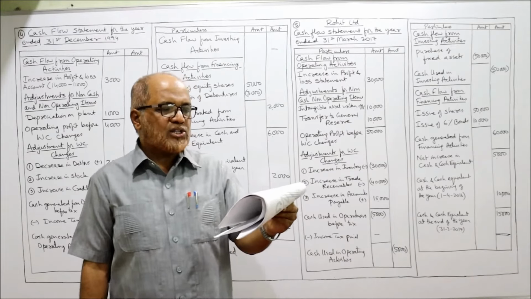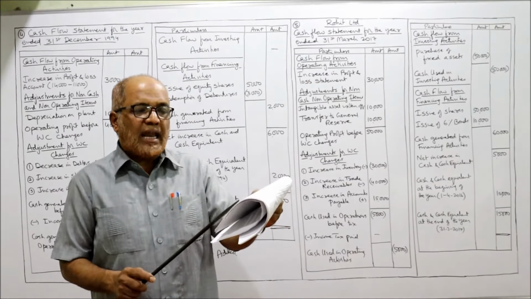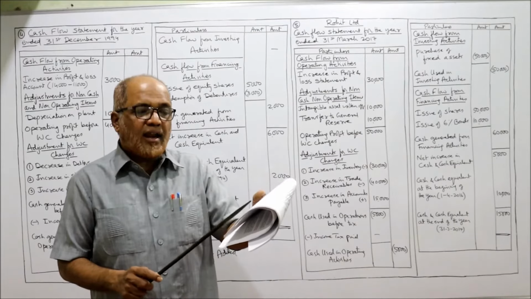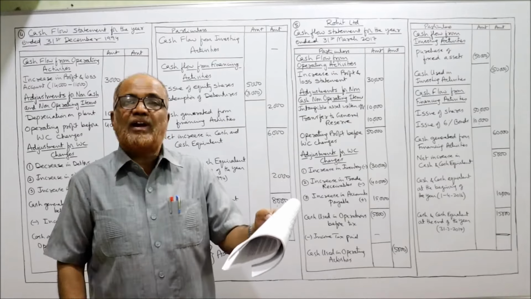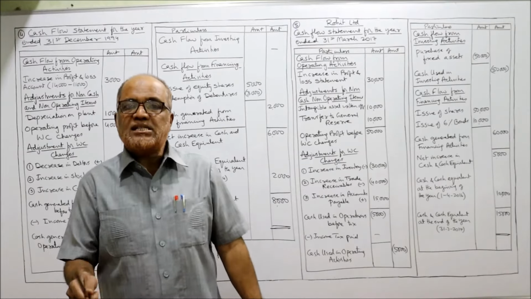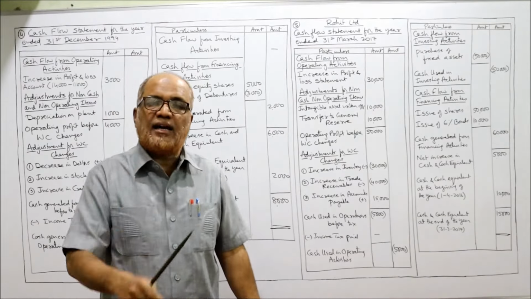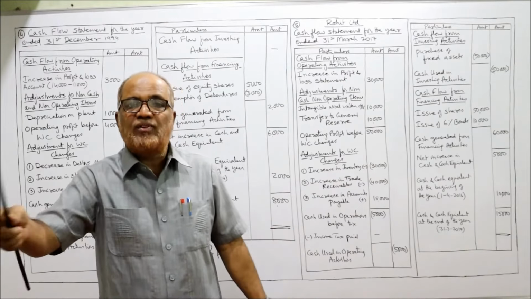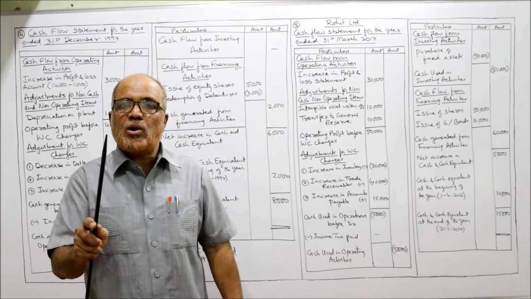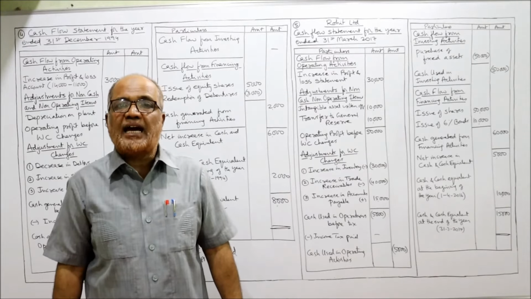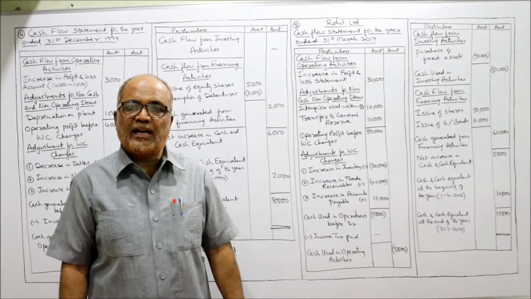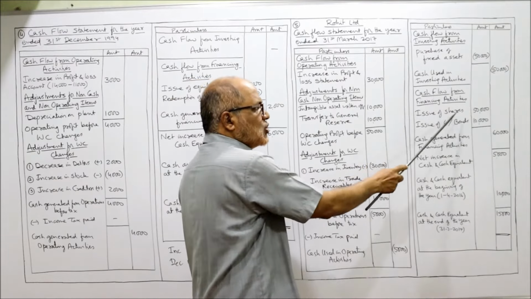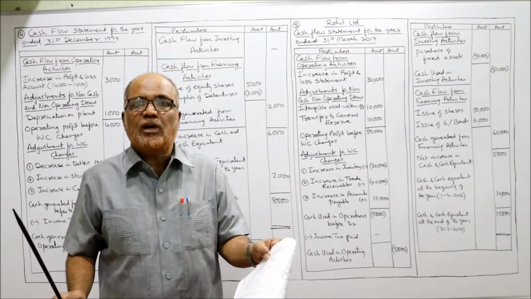Equity and liabilities, shareholders' fund, share capital. Share capital last year 2016 is 1 lakh, and current year 2017 it is 1,50,000. So last year share capital 1 lakh, current year it has become 1,50,000. That means during the current year shares were issued. The issue of shares will be taken in financing activity. You can see here cash flow from financing activity, issue of shares. So all these points you have to remember.